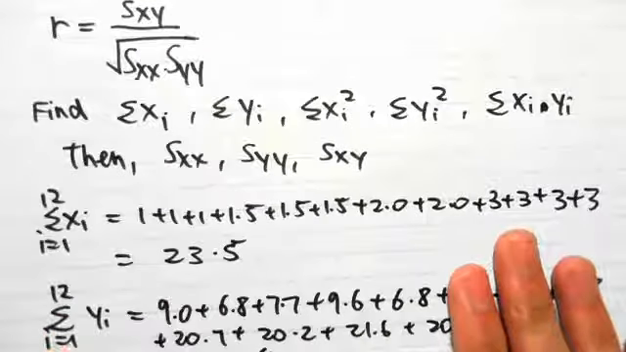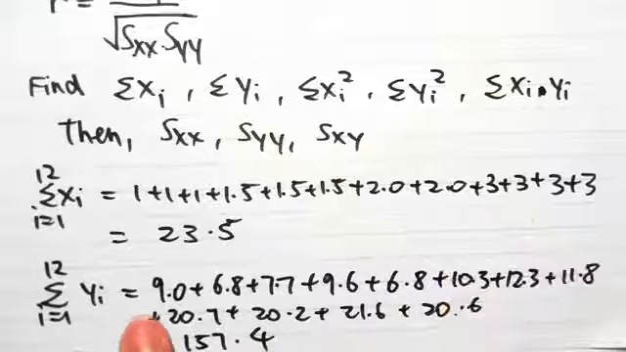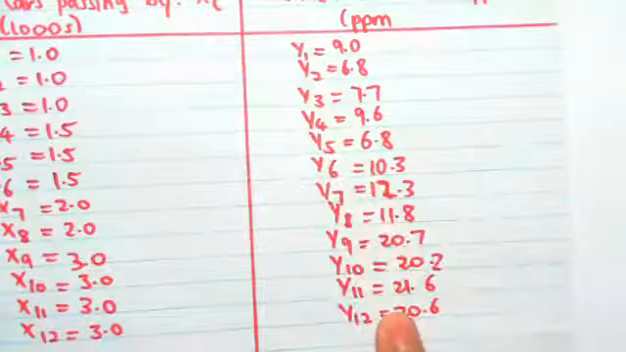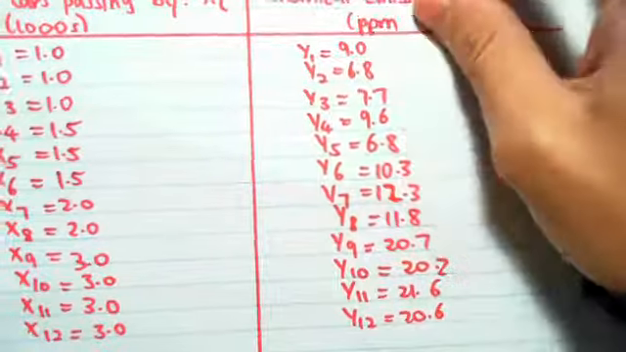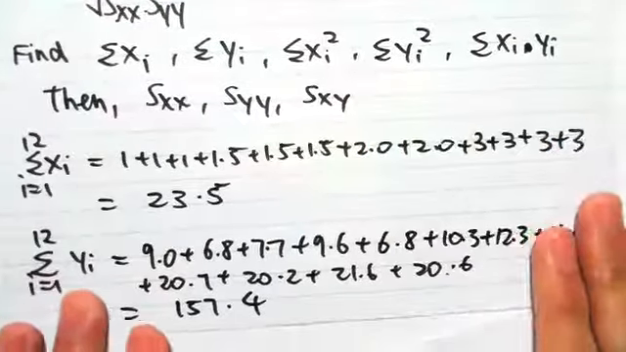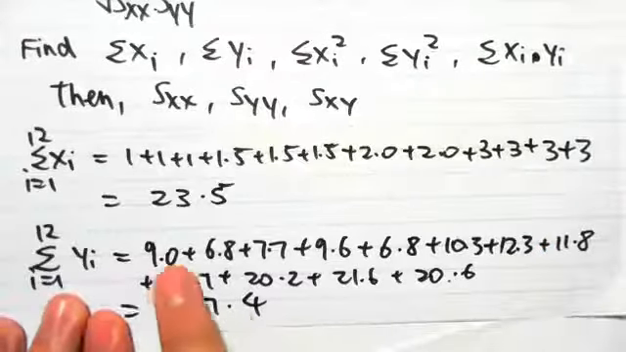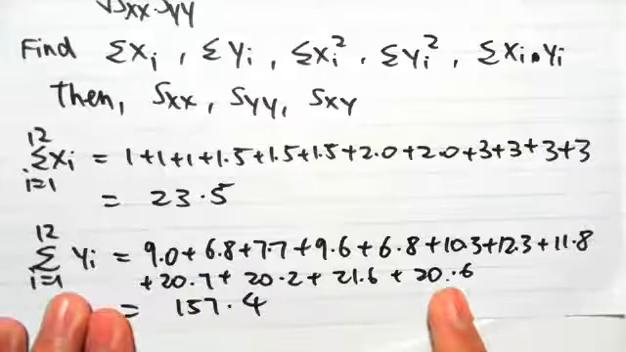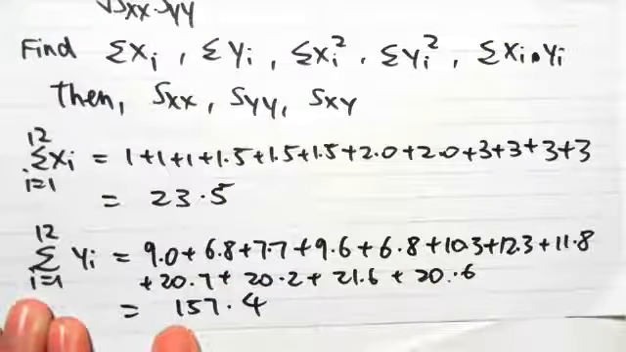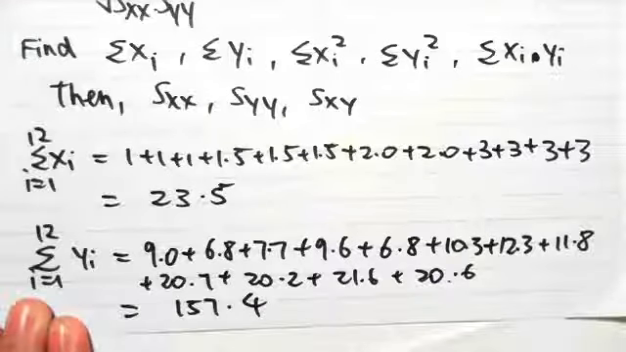So next one, we make a summation of yi, which are all the values on the right hand side of the table, so these ones here. So basically the sum of all these numbers, okay, so this is what I've done, summation of yi. Okay, so that's 9 plus 6.8 all the way to 20.6, which was recorded on our table. So when you plug all these numbers into the calculator, you should find that the answer is 157.4. Okay, so let's go on to the other summations.